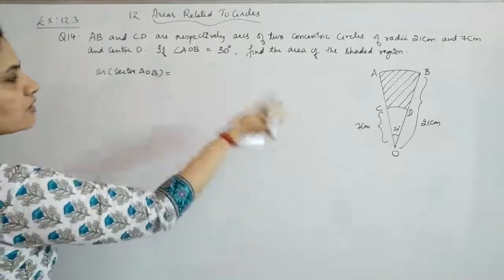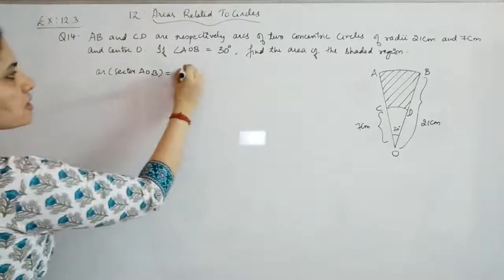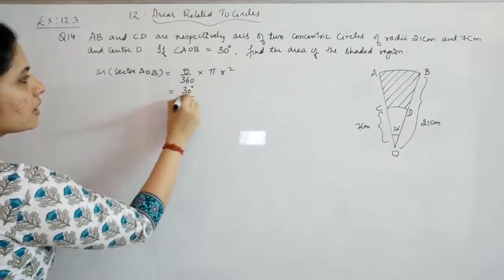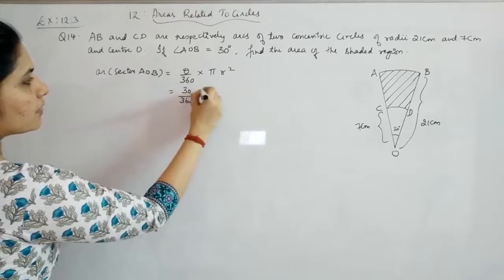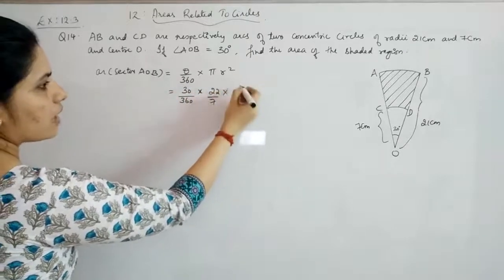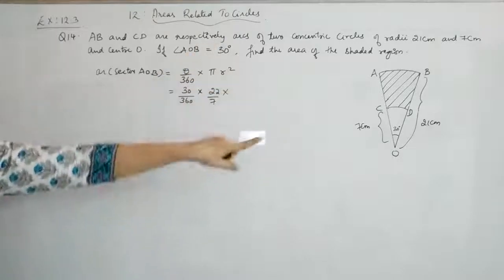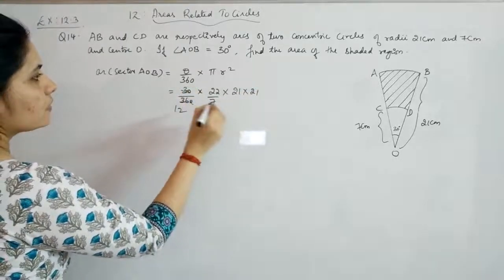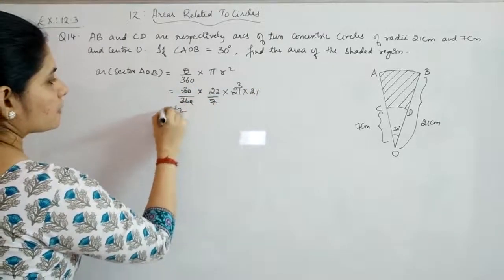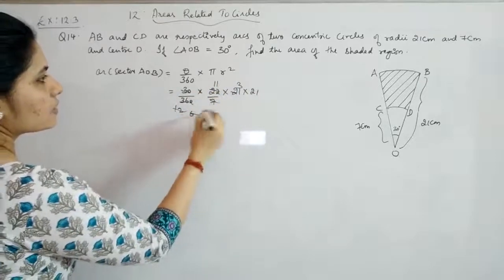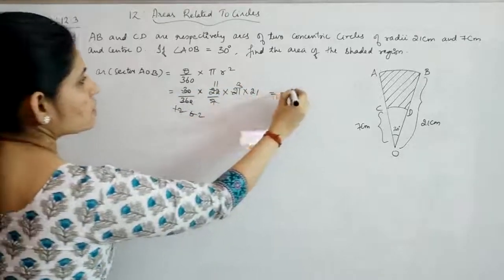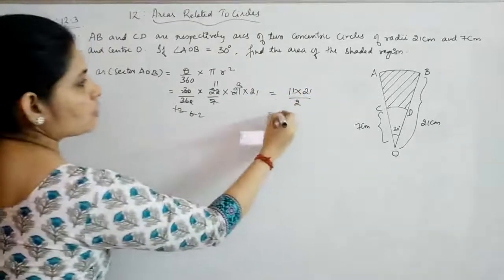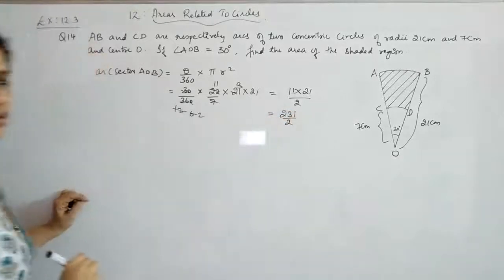Area of sector AOB will be theta by 360 into pi r square. Here theta is 30 degree, 30 by 360 into pi. Pi will be taken as 22 by 7 into r. What is the radius of the bigger sector? 21. So 21 into 21. This will give you in total 11 into 21 by 2, which is equal to 231 by 2.